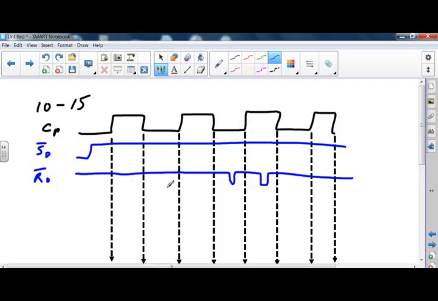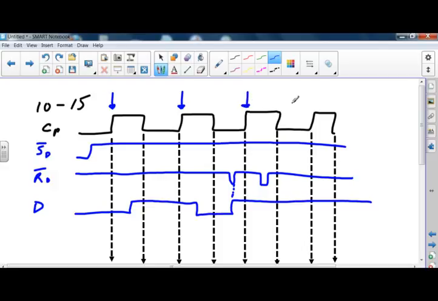I'm going to stay high. Then I've got my D. I'm going to start low, go high, go low, go high, and stay high. And that high happens there. I see that I have a positive clock trigger. So a positive clock trigger means the only time D can change synchronously is there, there, there, and there. It doesn't matter that the clock is high the rest of the time, because it's only on the positive clock trigger that it can change.